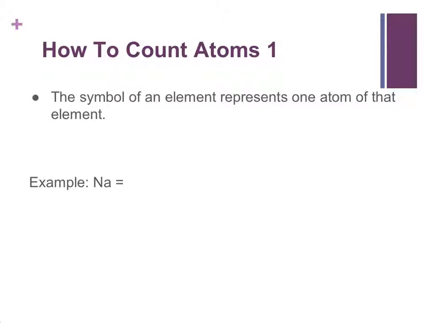In this video, we are going to learn how to count atoms in various types of chemical formulas. In the first rule of counting atoms, the symbol of an element represents one atom of that element. So for example, Na is sodium, indicating that there is one atom of sodium.